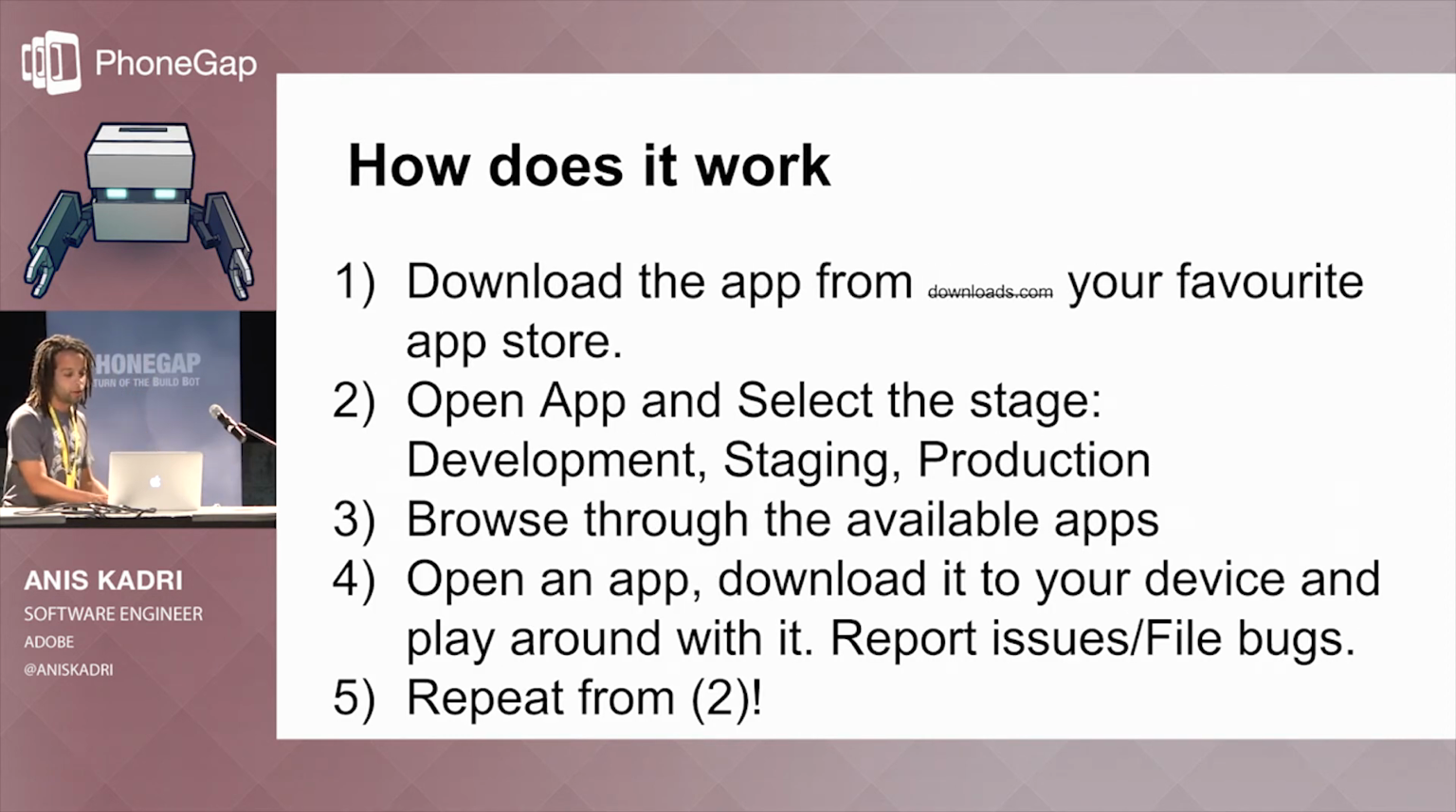So how does it work? You download the app from your favorite. Damn, I misspelled favorite again. Can't learn the lesson. And then you open it, and you select the stage, either staging, production, or development. Then you browse through all the available apps, and you open the app that you're interested in. Then it downloads to your device, and you can play around with it and report issues or file bugs, or you can even comment or rate. And then you can repeat the process from step 2, because it's kind of stupid to re-download the app in the App Store every single time.